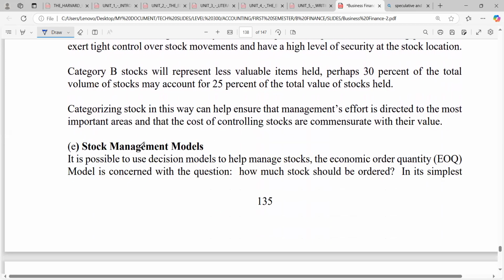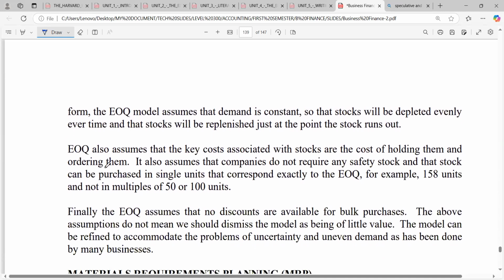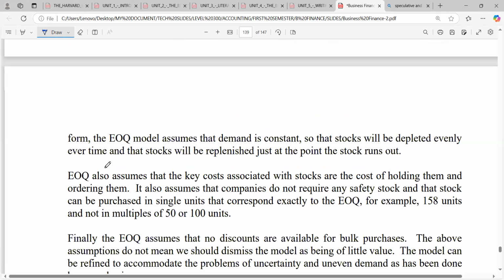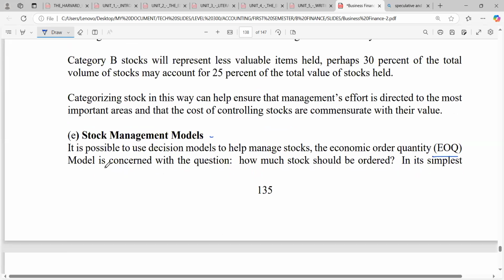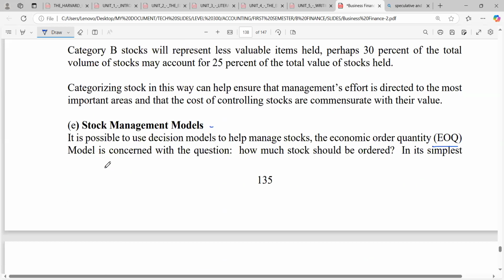Then we have what we call the stock management model. You also do stock management model using the economic order quantity. So under the stock management model, you use the EOQ, and then you know what the EOQ is. You need to know the annual demand, you need to know the holding cost, and you need to know the ordering cost. So it tells you a few things about the economic order quantity and what it is. These are the 5 techniques that you can use to manage your stock.